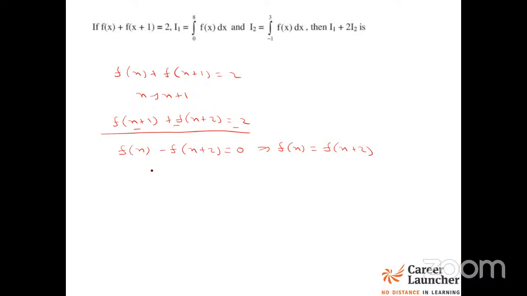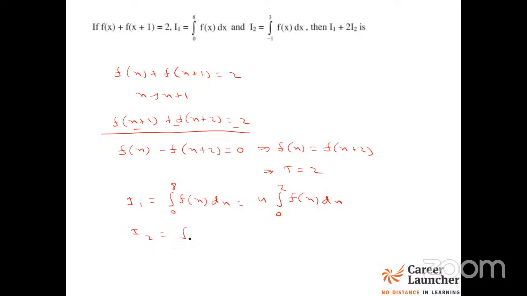Now from this we can say that f of x is periodic with period 2. The period of the function f of x is 2. Now what about I1? f of x is periodic with period 2, so it will be integral 0 to 8 f of x dx. As its period is 2, we can say this will be 4 times integral 0 to 2 f of x dx.